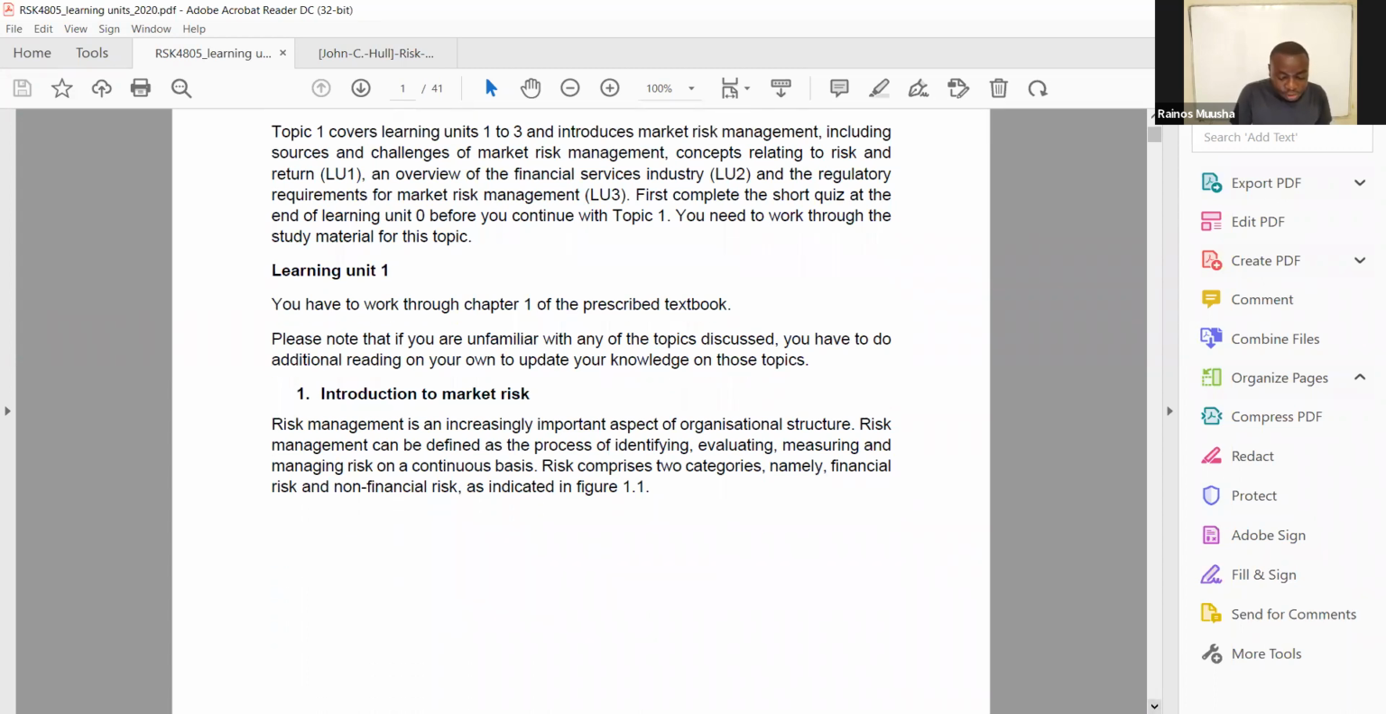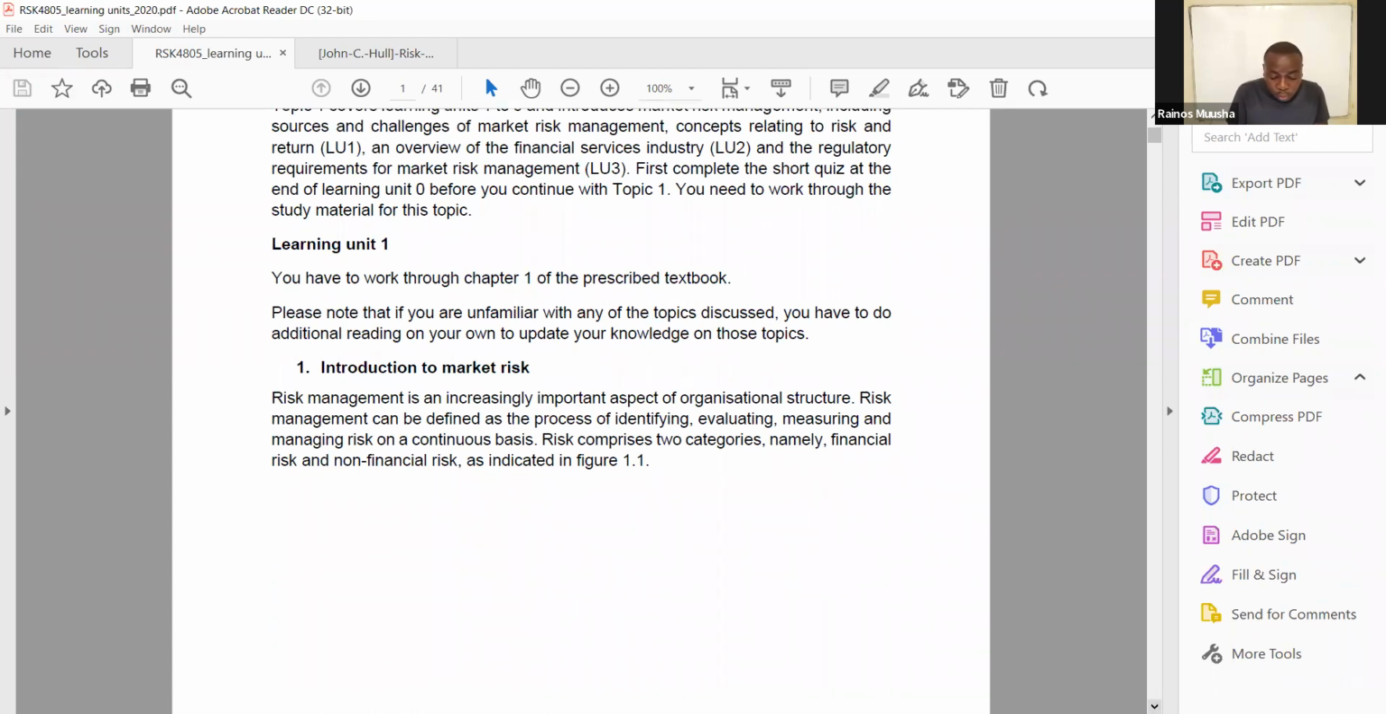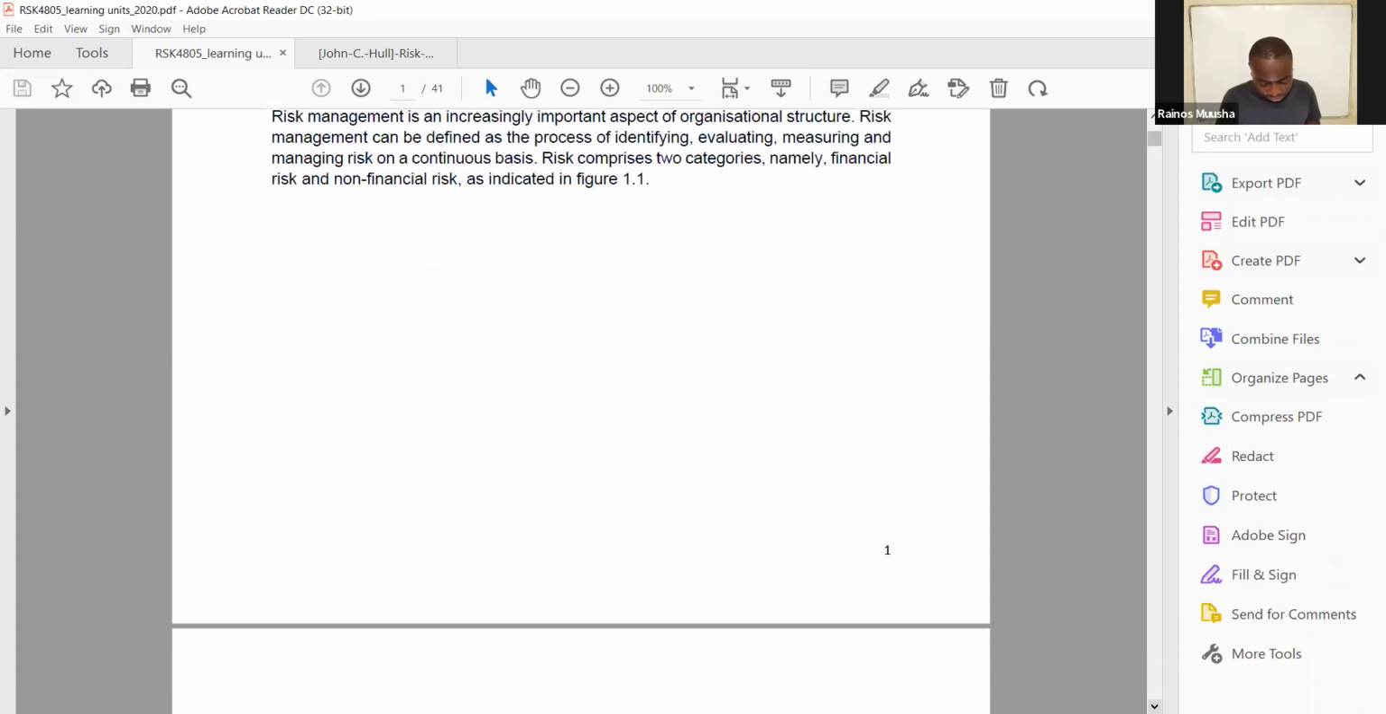Then under learning unit 1, they say you have to work through chapter 1 of the prescribed textbook. And they say, please note if you are unfamiliar with any of the topics discussed, you have to do additional reading on your own to update your knowledge on these topics as well. So under learning unit 1 on chapter 1, we need to look at the introduction to market risk.